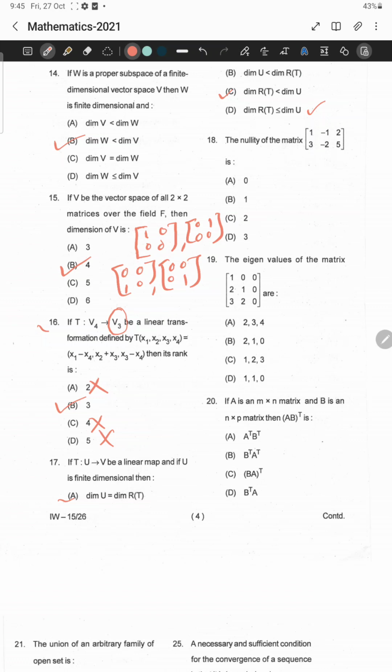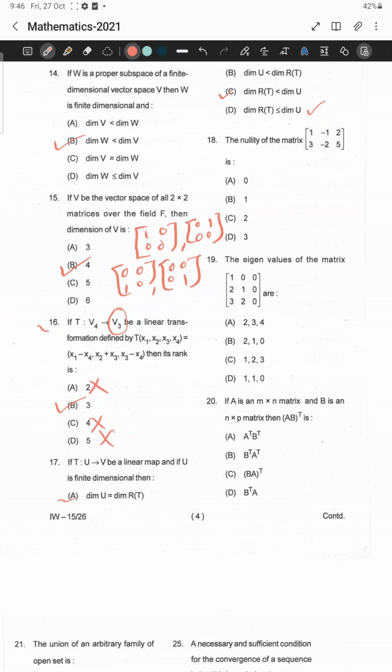Because when the dimension of RT is less than or equal to the dimension of U, it implies the dimension of RT may be equal to the dimension of U, or the dimension of RT should be less than the dimension of U. So if you compare option A and option A, C with option D, we will find that option D is the more appropriate answer. But we have to check between B or D.